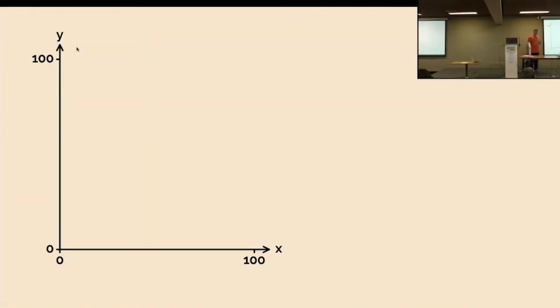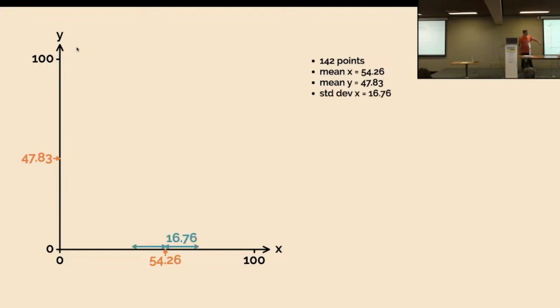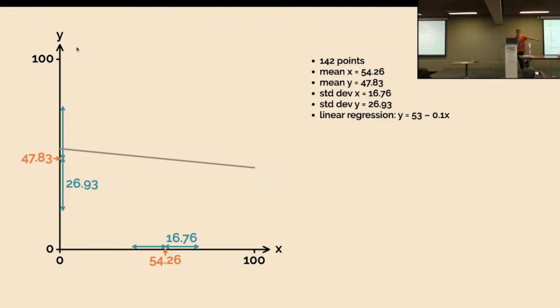But today, I'm going to talk to you about an interesting data thing I've been looking at in the last couple of years. To start this off, I'd like you all to imagine a pair of axes that look exactly like that. And I'd like you to imagine that we're going to have 142 points on these axes. And I'll tell you some things about these points. The mean x value is going to be 54.26. The mean y value is going to be 47.83. The standard deviation of x is going to be that number. The standard deviation of y is going to be that number. And if we do a linear regression line, we're going to get that line there.